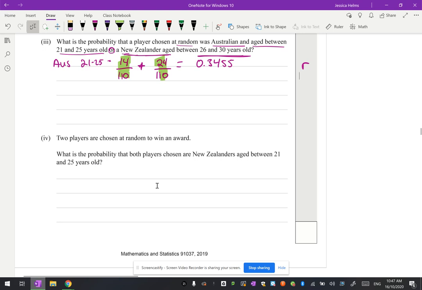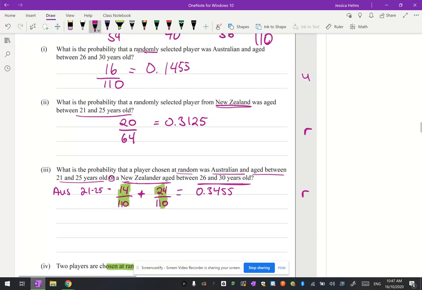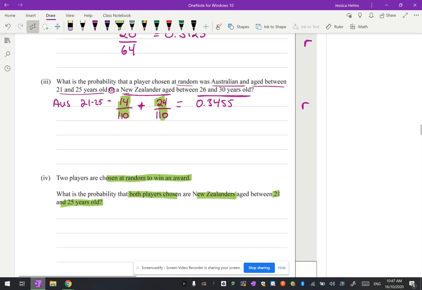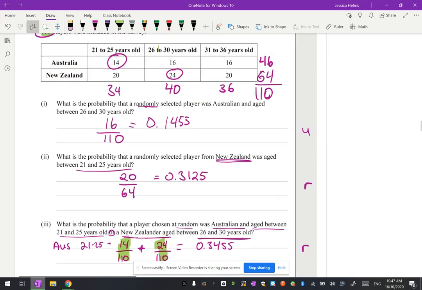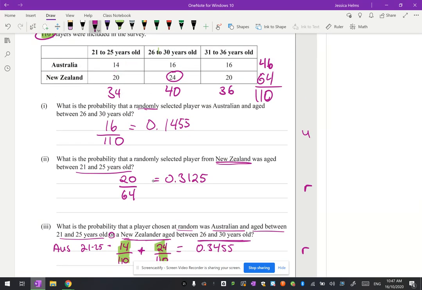Okay, so the last question says that 2 players are chosen at random to win an award. What is the probability that both players chosen are New Zealanders aged between 21 and 25 years old? So let's think first of all about the first person that we pick. We're looking at ages 21 to 25-year-olds, and New Zealander. So that would be this group here.